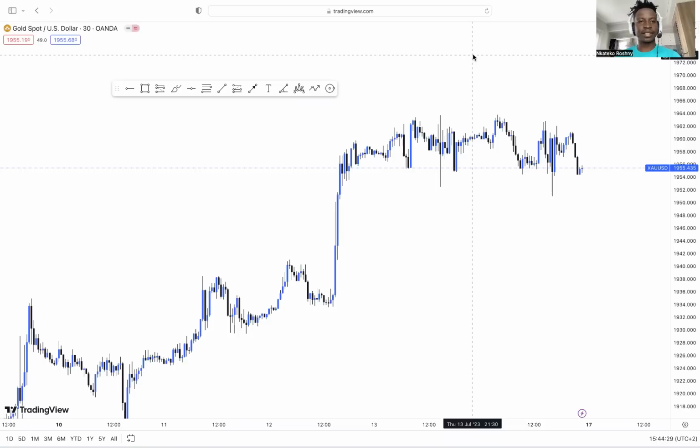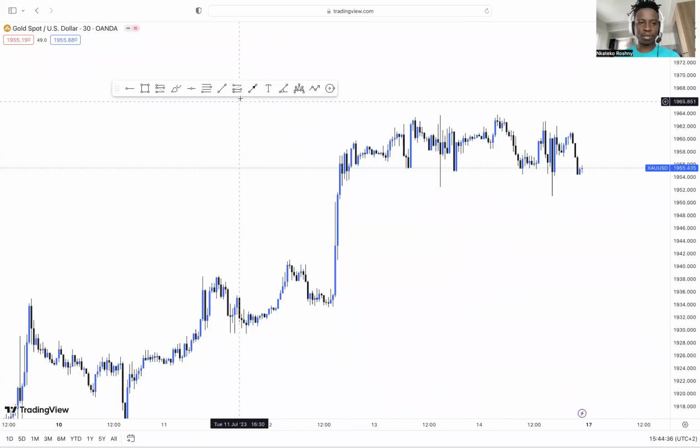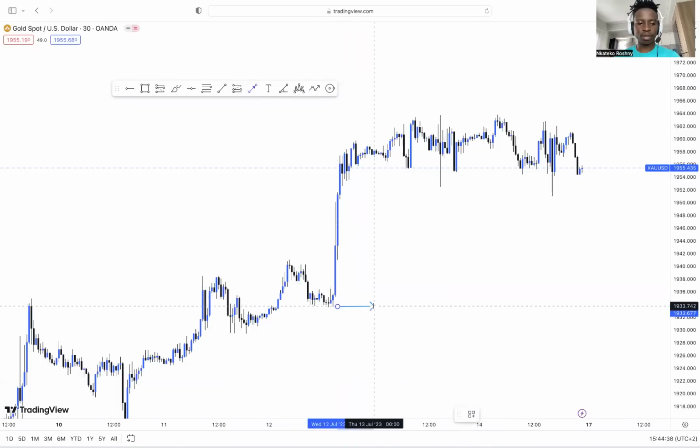So guys, as much as you can see, I'm on gold. I'm going to talk about gold and US30 and NAS100 as well. So if you can check, this is what happened on CPI. This is what gold did here.